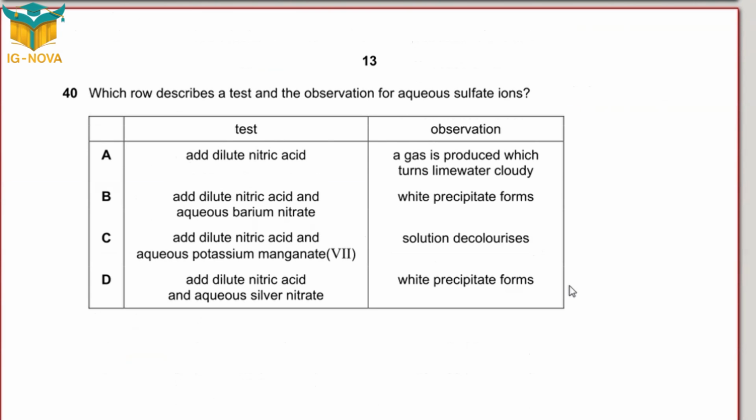Question 40. Aqueous sulfate ions. To test for sulfate ions we need barium. Potassium manganate works for sulfite, but for sulfate no, we need barium. So B. Thank you. Peace be upon you.